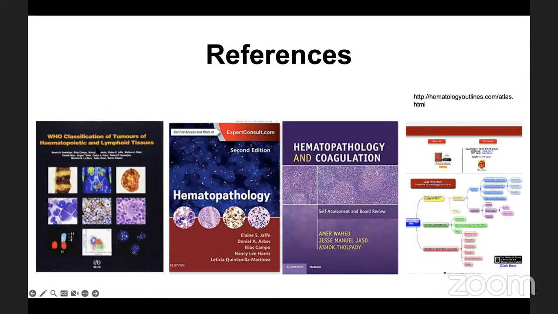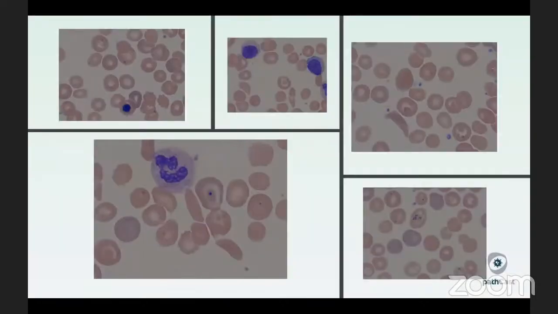These are the common references I would definitely recommend everyone taking the board exam to go over: the WHO, also called the blue book, and another hematopathology review book. This is also an excellent resource. This is another question book, and there is also a hematology outline atlas, which is a very helpful and interactive resource.